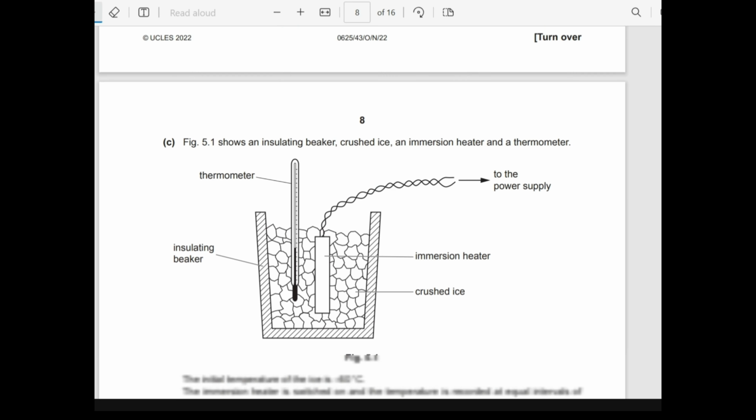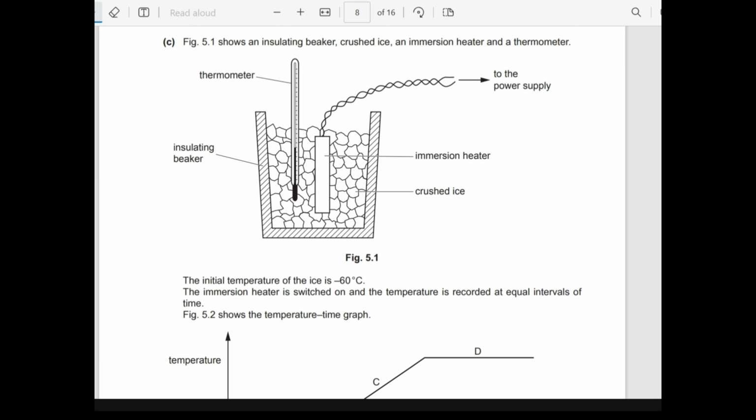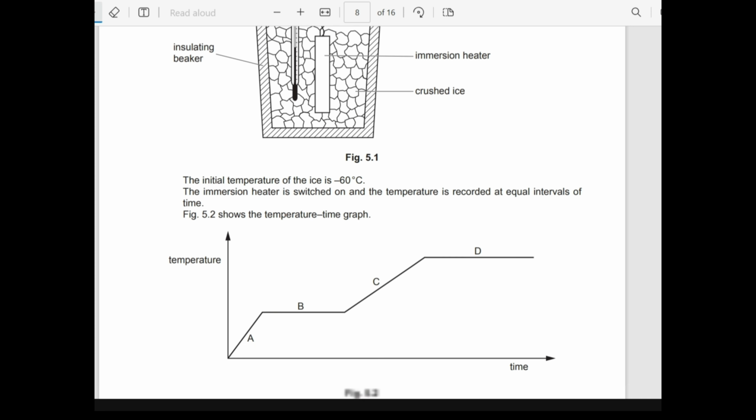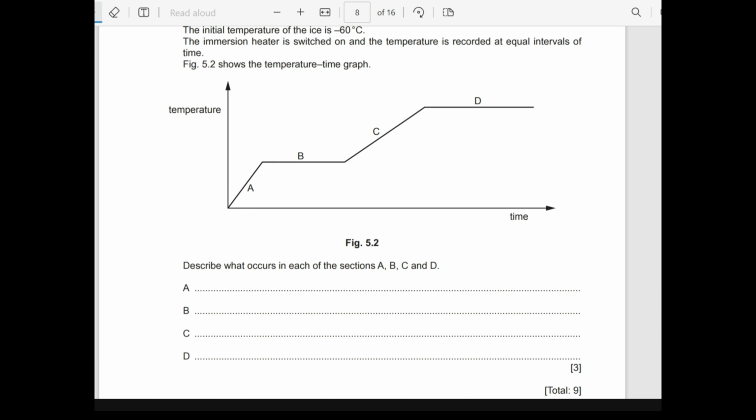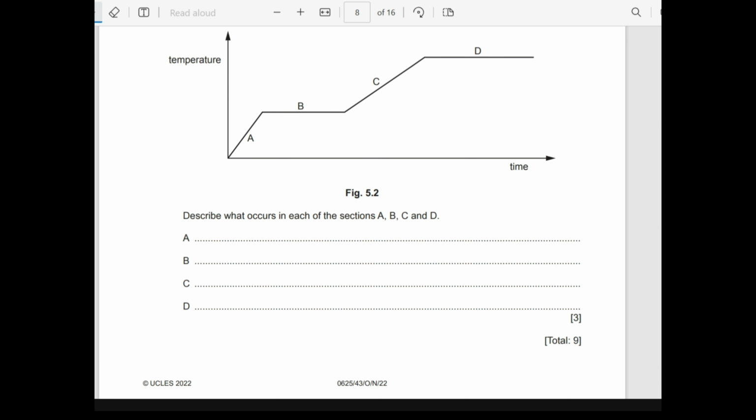Okay. Let's see. A student uses an insulating beaker, crushed ice, an immersion heater, and a thermometer. The initial temperature of the ice is minus 60 degrees. The immersion heater is switched on, and the temperature is recorded at equal intervals of time. Fig 5.2 shows the temperature-time graph. Describe what occurs in each of the sections A, B, C, and D.